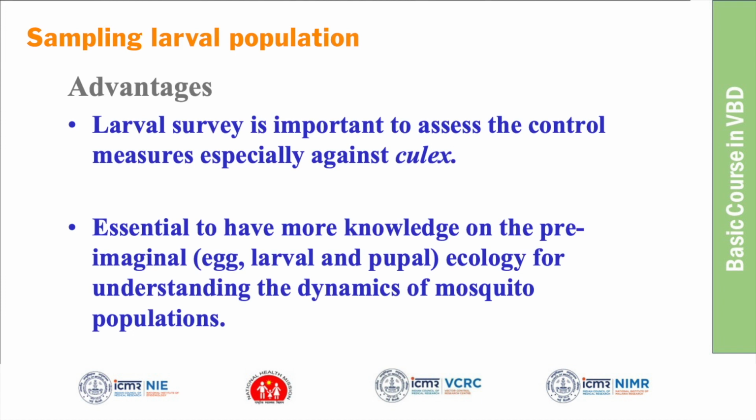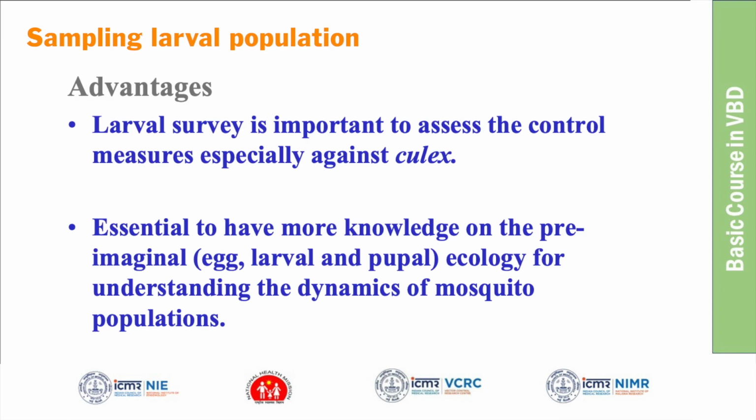So sampling larval population, what are the advantages? The larval survey is important, particularly in the program. Earlier we had larval control, that is, Culex quinquefasciatus larval control. Now they have switched over to mass drug administration. Larval survey is important to assess the control measures, especially against Culex quinquefasciatus. It is essential to have more knowledge on the pre-imaginal stages, that means more knowledge on the egg, larval, and pupal stages of the mosquito vector.